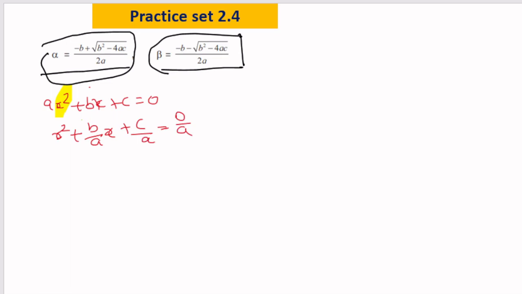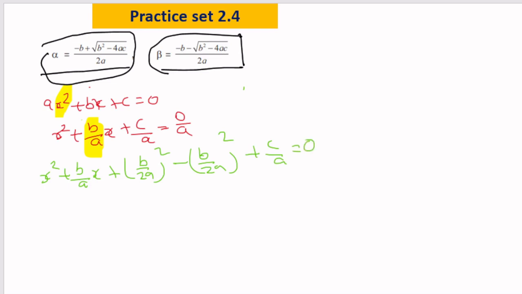Okay, so now if you compare, what we have done in completing the square, we need to take half of the x coefficient. So half of b by a will be what? b upon 2a. So what we have done, we have added b upon 2a whole square once and subtracted b upon 2a whole square once. If you add and subtract the same number, there won't be any difference, it is equal to 0. Okay, cool. I guess you understood till now.